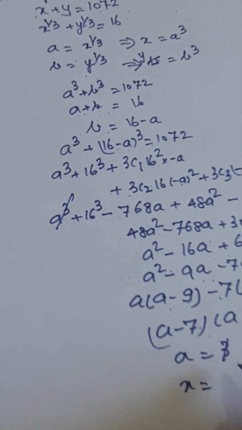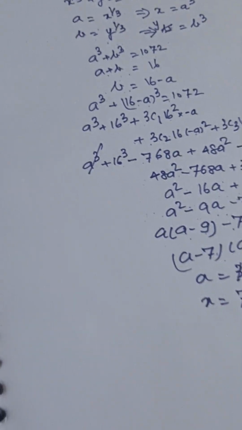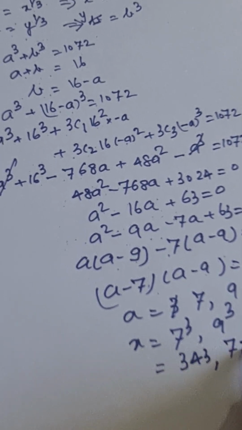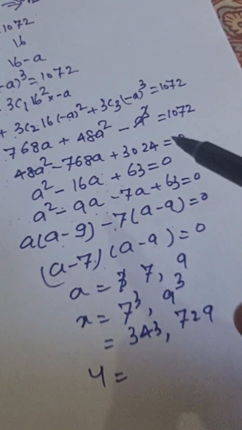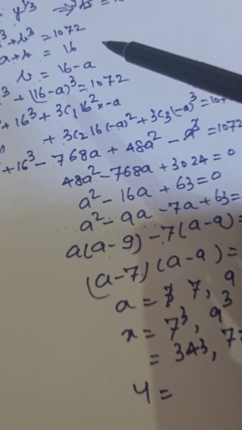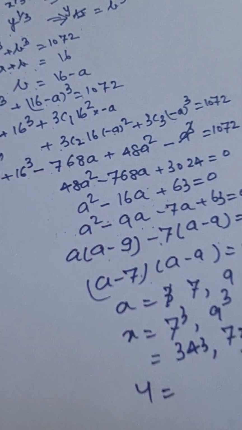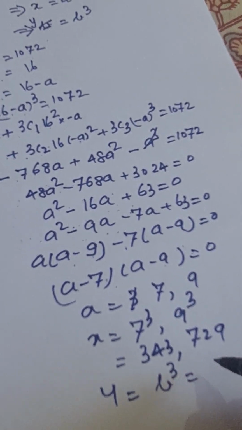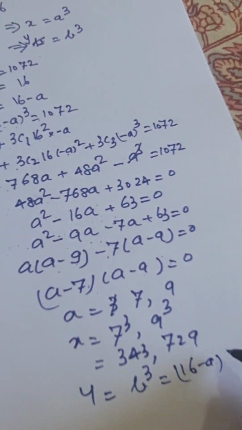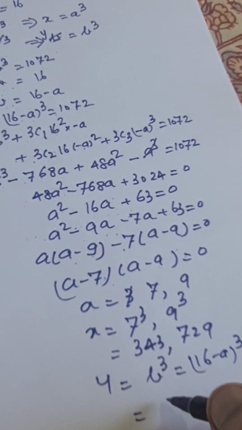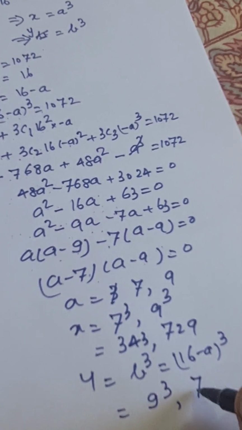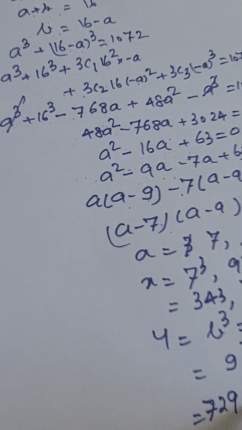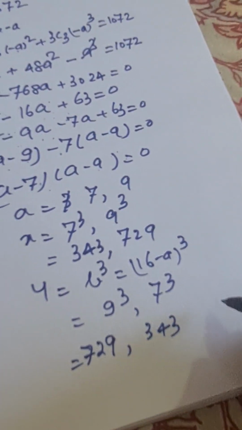So x will be equal to a cube, that is 7 cube and 9 cube. 7 cube is 343 and this is 729, and y is equal to 16 minus a, 16 minus 7 is 9 cube and 7 cube. This we can write 729 and 343, and this is our answer.